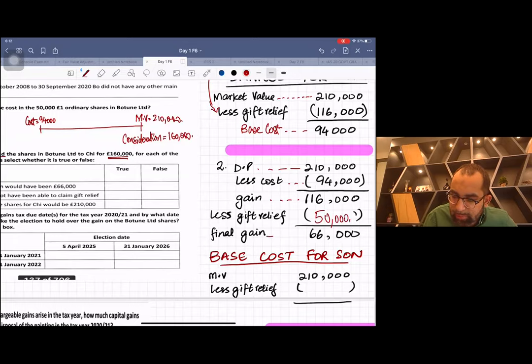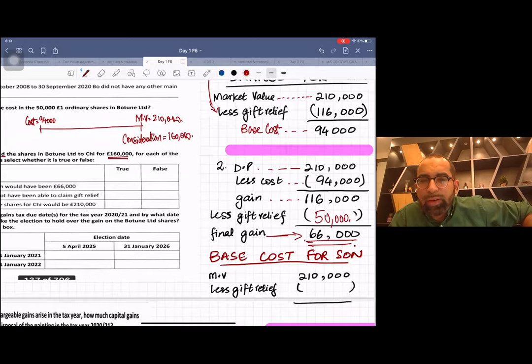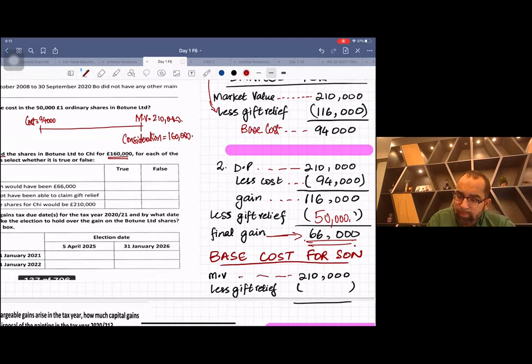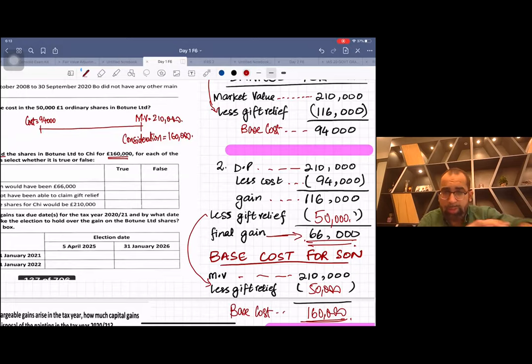So finally, your gain immediately chargeable is 66,000. Now, what should be the base cost for Son? Market value is 210, and how much is the gift relief now? It's 50,000. So base cost is automatically 160. This is the solution for the second question. And let me now read the true and false statements.